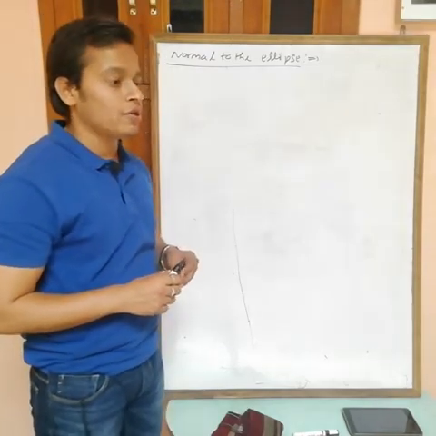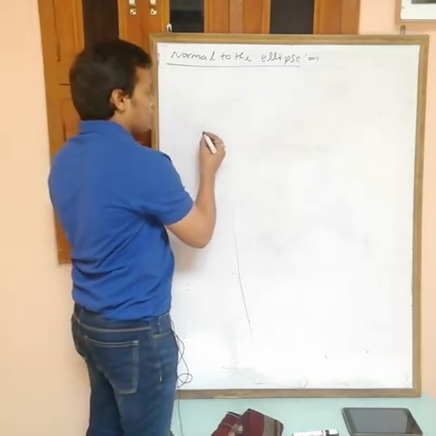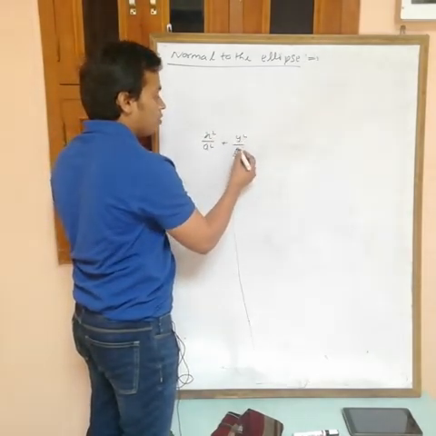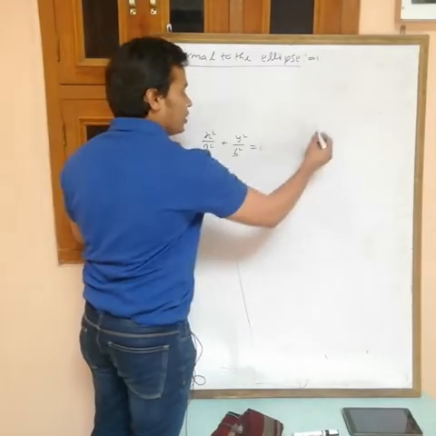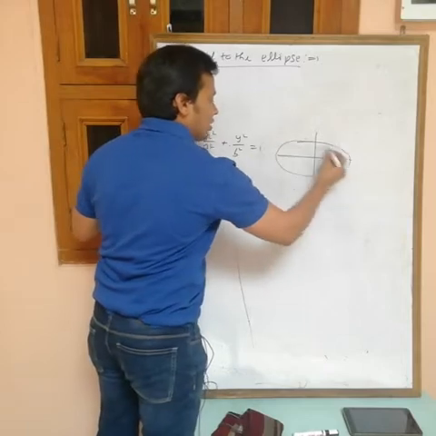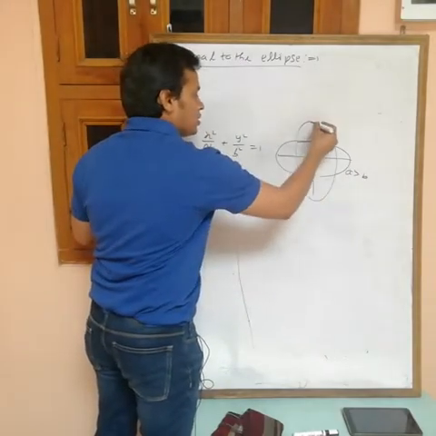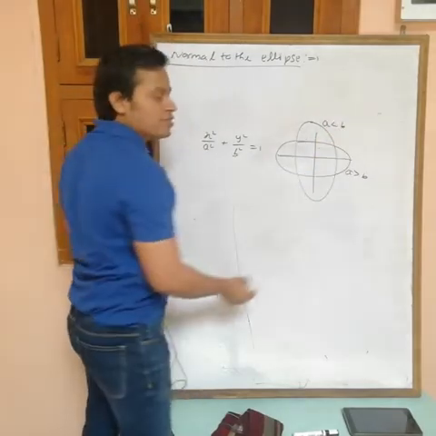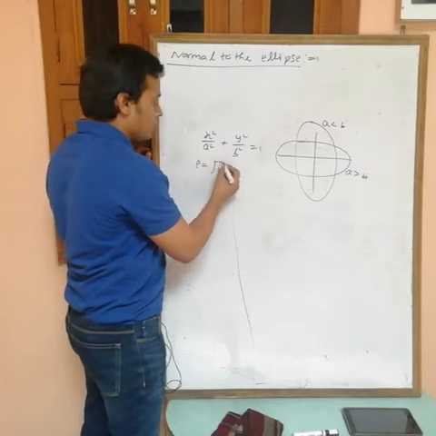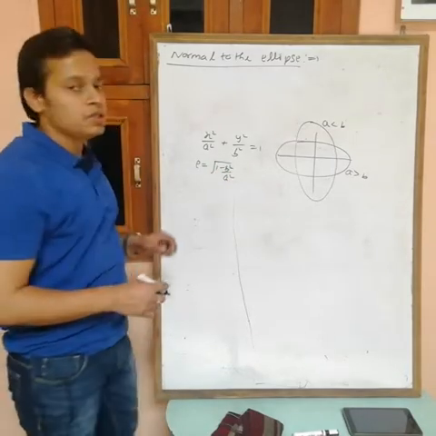Okay, before equation of normal, let me repeat some points. Equation of ellipse is x square by a square plus y square by b square equals to 1. If a is greater than b, then this is the ellipse. And if a is less than b, then this type of ellipse. And formula of e is root of 1 minus b square by a square, where e is eccentricity.